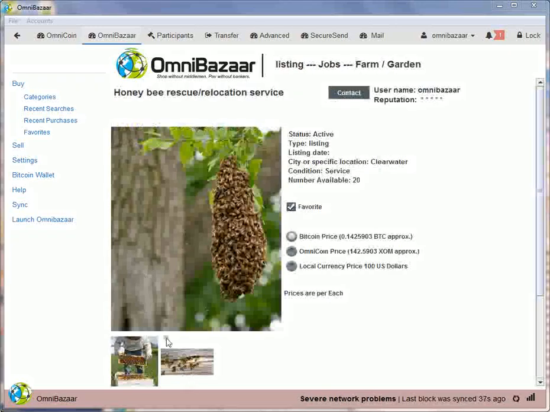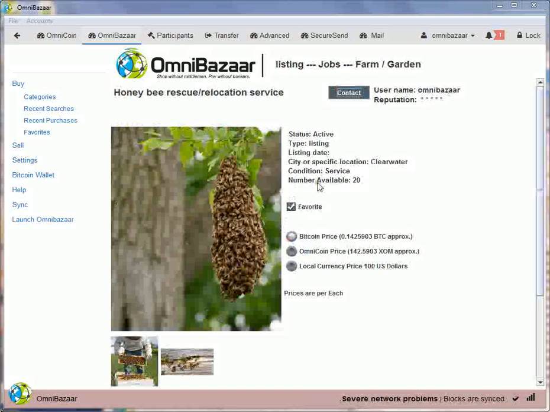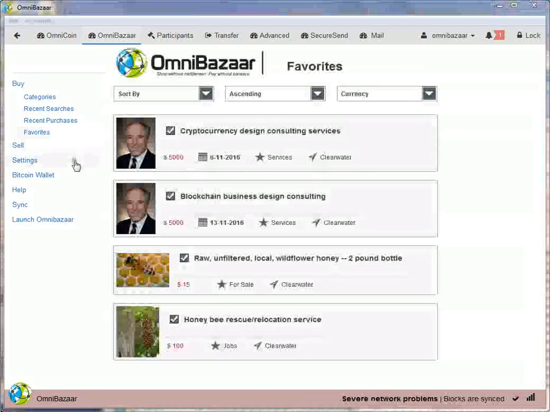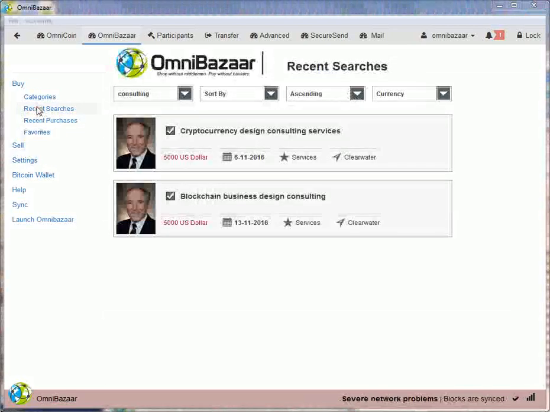And listings can have more than one picture. They can be priced in bitcoins and sold in bitcoins, omnicoins, or local currency. We have information about the seller and contact information available. Users can shop based on their favorites. They can mark the things that they're interested in, come back to them. We keep track of recent searches. We can sort by various criteria.